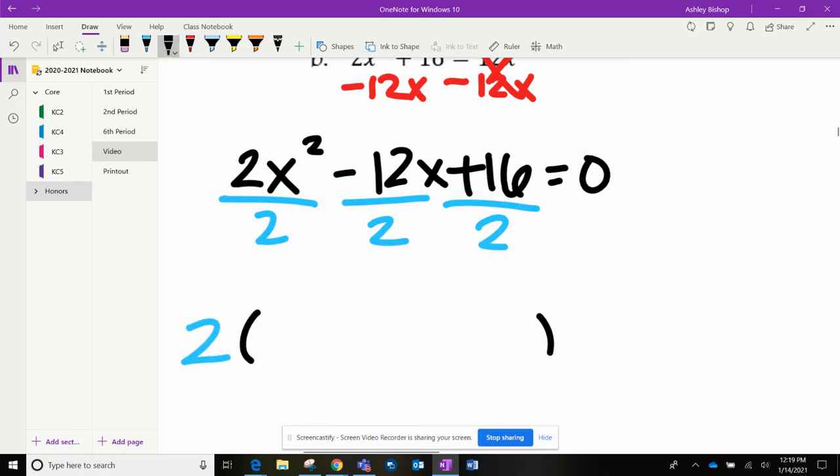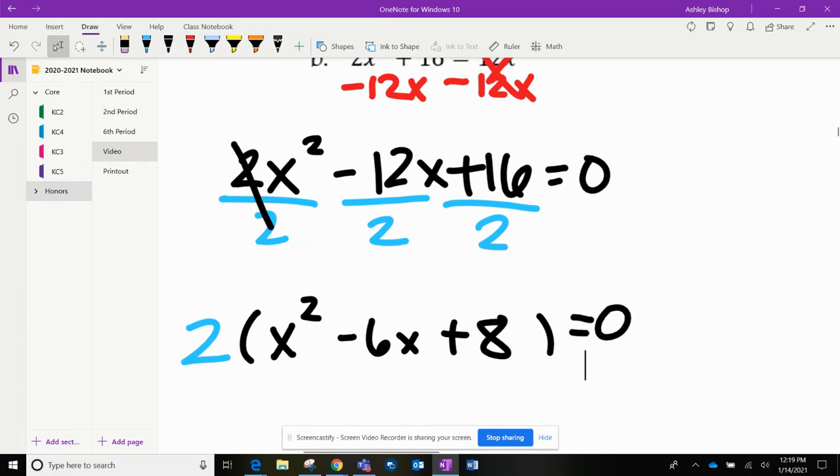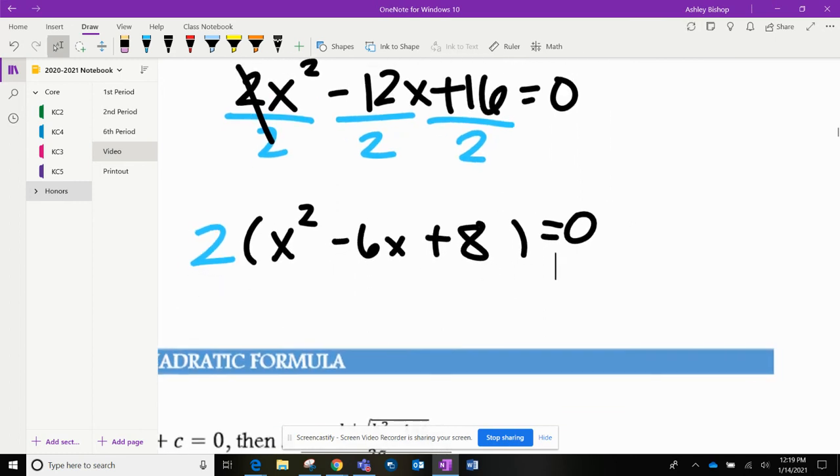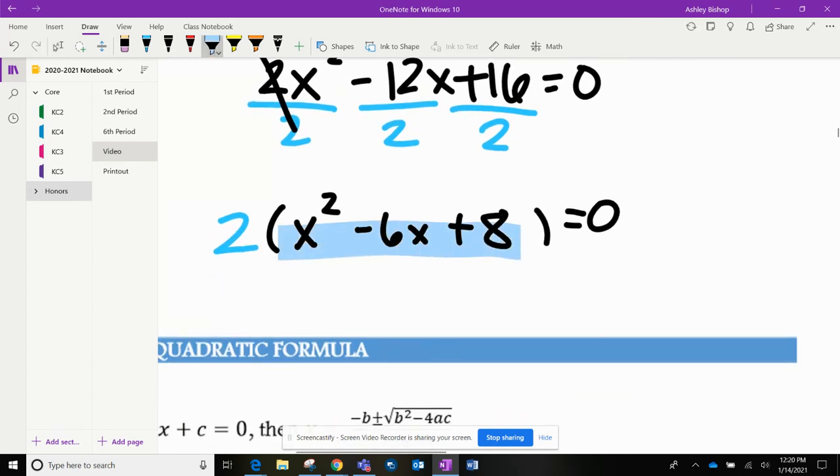And I'm left with 2 divided by 2 is 1x squared. Negative 12x divided by 2 is negative 6x. And 16 divided by 2 is 8. And don't forget that equals 0. All right, again, once you're here, you need to keep going. So you're going to factor what's inside the parentheses.